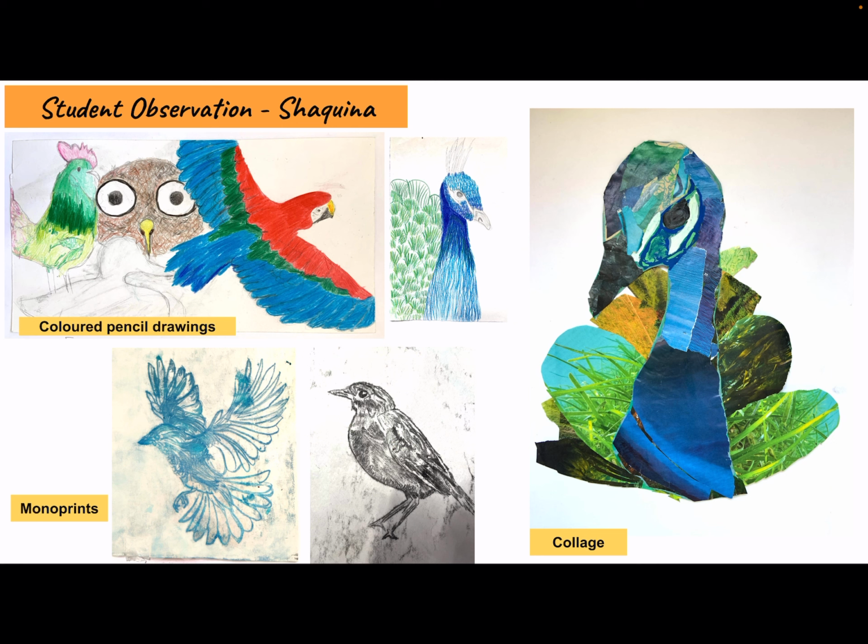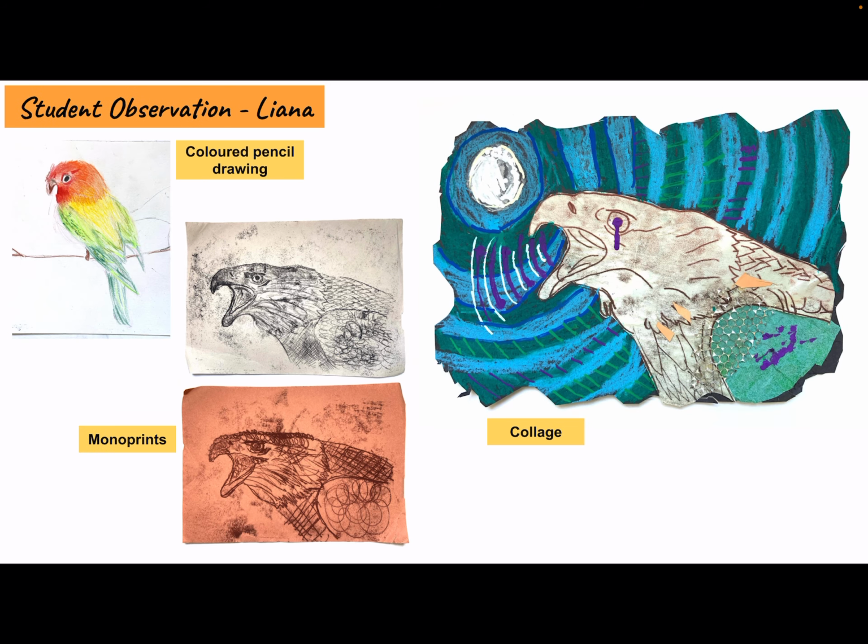What have I got here? I've got Liana's observation. Let's start with Liana. Okay, Liana, I've got these back to front a little bit. So Liana completed one really sensitive coloured pencil drawing with good observational skill and use of colour, but she seemed to be quite disengaged during lessons and needed prompting to stay focused.